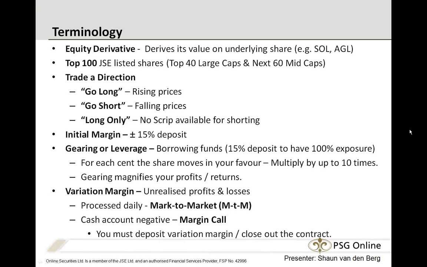Okay, it's processed daily onto your account. It's what we call variation margin. So if you bought something at 10 Rand and it's gone out in your favor, it goes to 11 Rand, that 1 Rand will be in your account tonight, that profit. What happens if it goes against you?